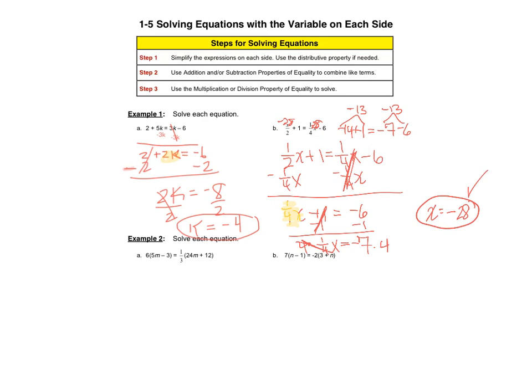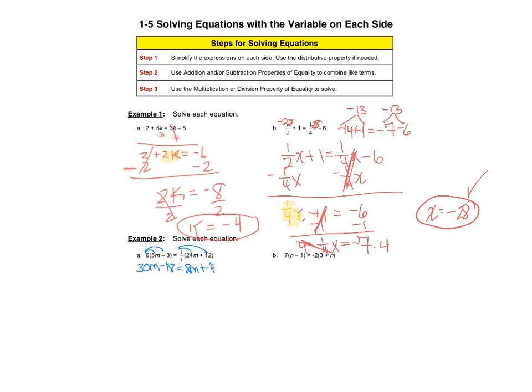Okay, in example 2, if I go back to my steps of solving an equation, step 1 says to simplify or use the distributive property if needed. So I need the distributive property here, and I also will need it here. So let's start with that. 6 times 5m is 30m. Minus 6 times 3 is 18 equals 1/3 of 24m would be 8m plus 1/3 of 12 is 4.